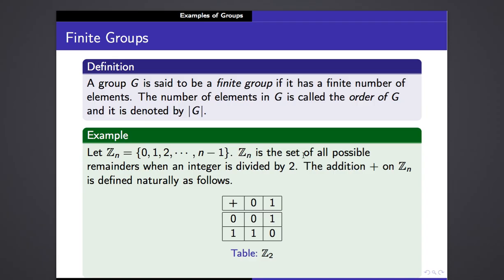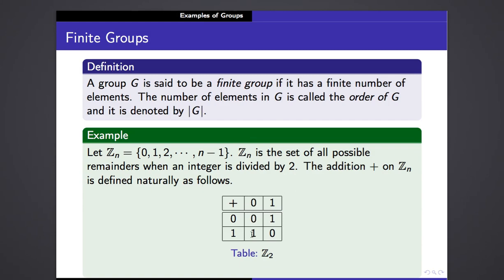Z sub n is the set of all possible remainders when an integer is divided by n. So in that case, as you know from the division algorithm, the possible remainders are 0, 1, 2, all the way to n minus 1. Those n numbers are the only possible remainders when an integer is divided by n. Okay? And the addition on Z sub n is defined naturally as follows.